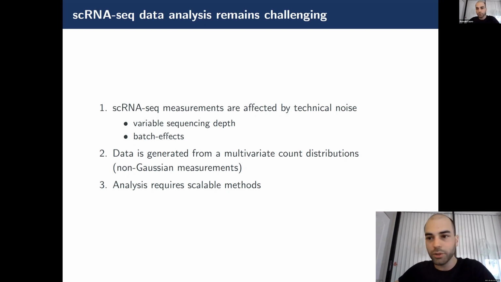Then an important point to raise is that the data comes from a multivariate count distribution, which is high dimensional. And we're in a regime where the mean of the distribution is so shifted towards zero that it makes the measurements really non-Gaussian. So we want to think seriously about what type of distributions we put in these generative models. And the last thing is, as I said already, we need scalable methods, and we want to keep in mind that the scale is millions of samples.